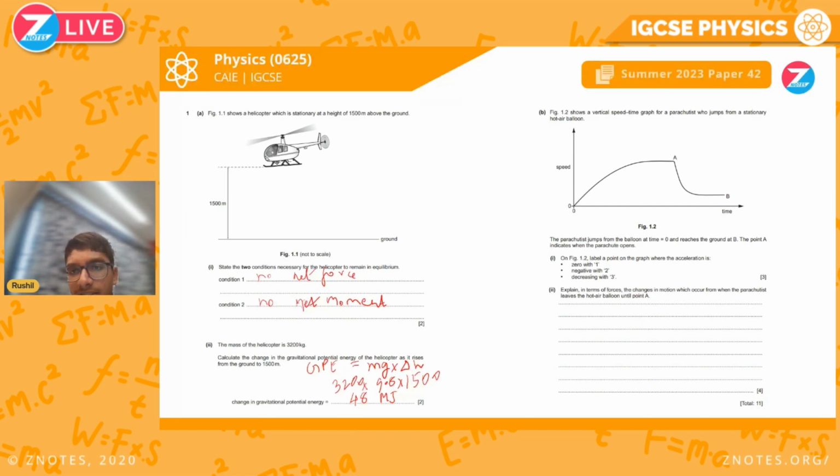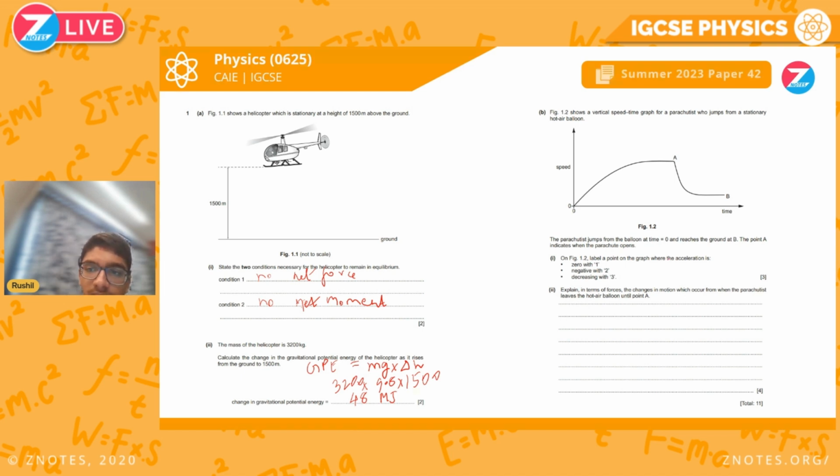Now, part B shows a vertical speed-time graph for a parachutist who jumps from a stationary hot air balloon. The parachutist jumps from the balloon at time 0 and reaches the ground at B. The point A indicates when the parachute opens. On the figure, label a point on the graph where the acceleration is 0, negative, and decreasing.